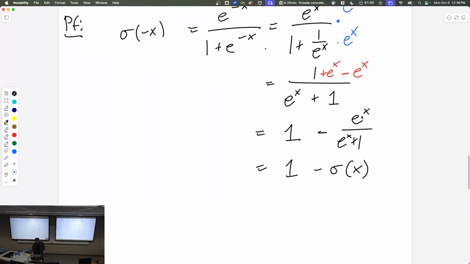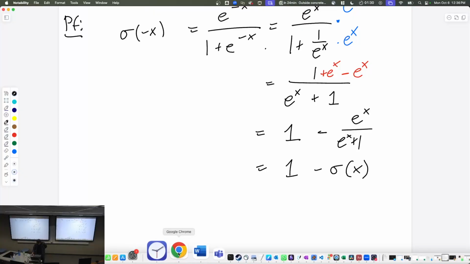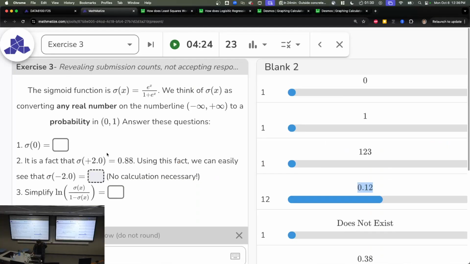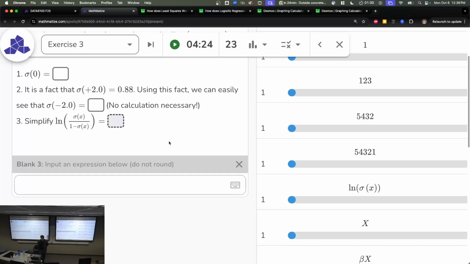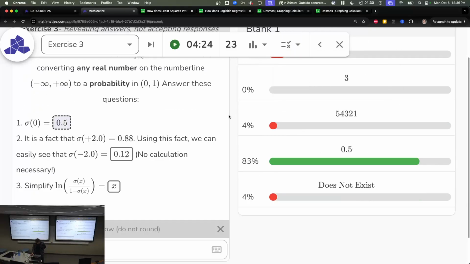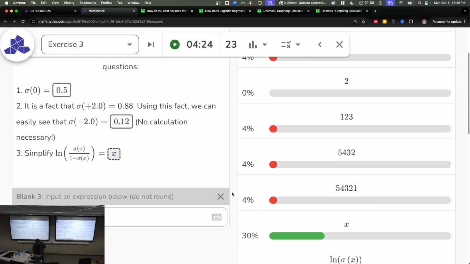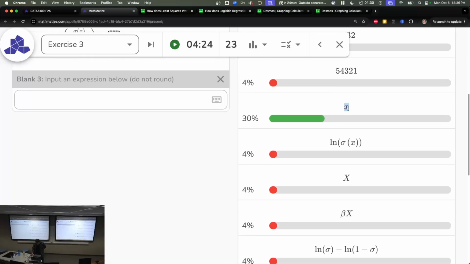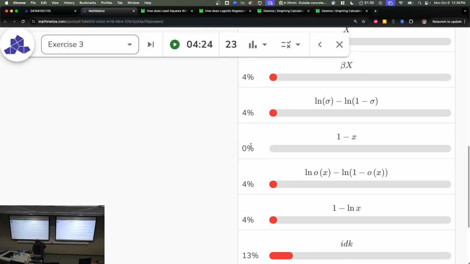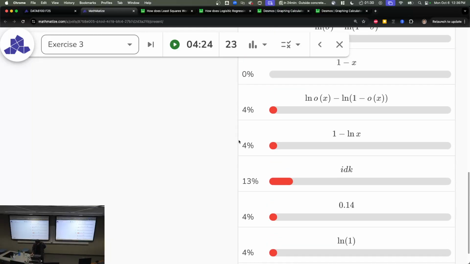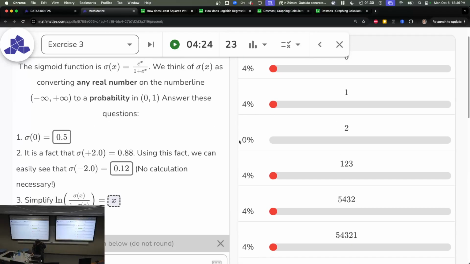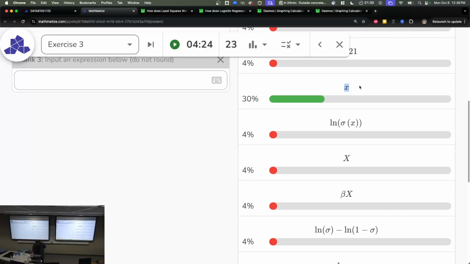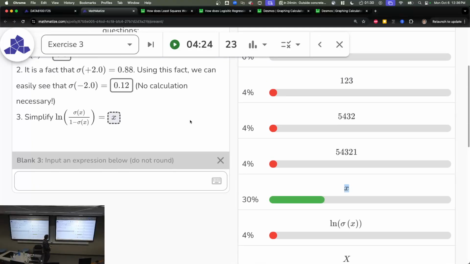Okay, and last but not least, there is the property over here. That was maybe the hardest thing to do. The log of sigma over 1 minus sigma. What is going on there? Did people get this one? 30% of people said it was x, and x is the right answer. Let's see what other interesting things we get. Yes, okay. This is the right answer. So this function is sort of the inverse of the sigmoid.